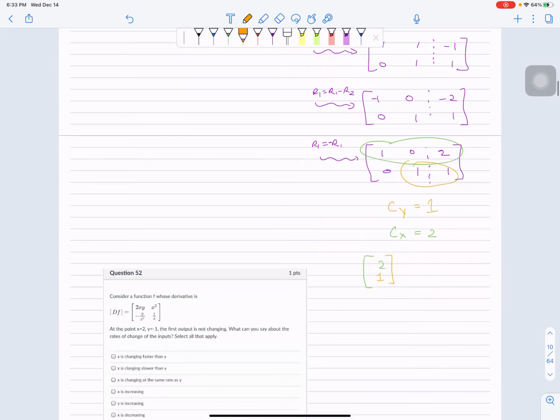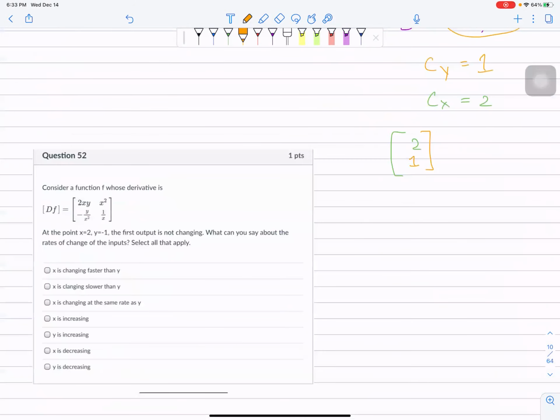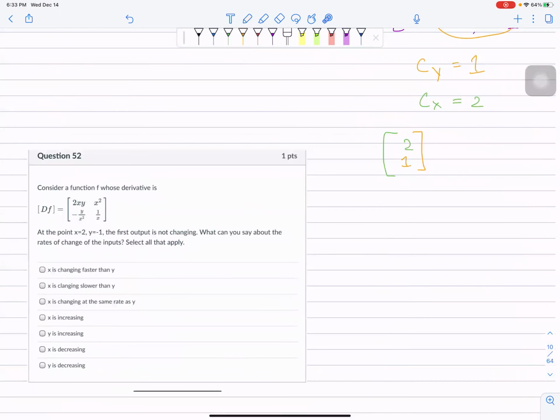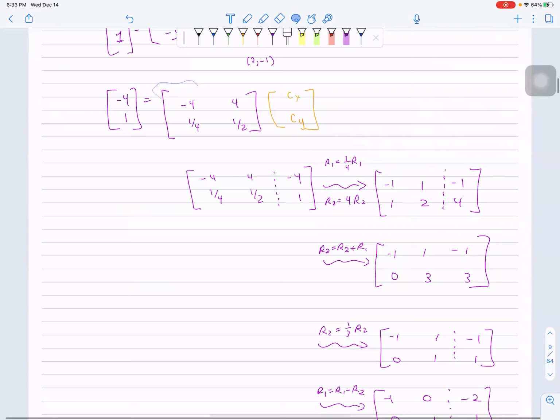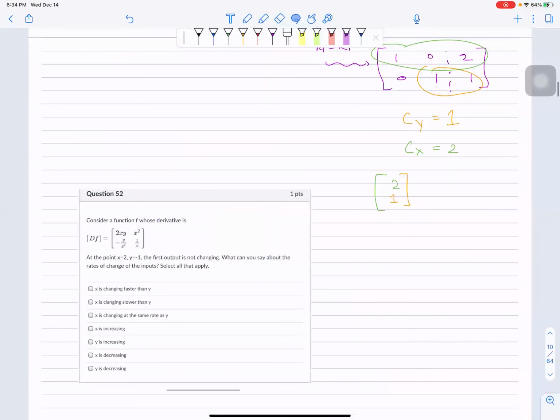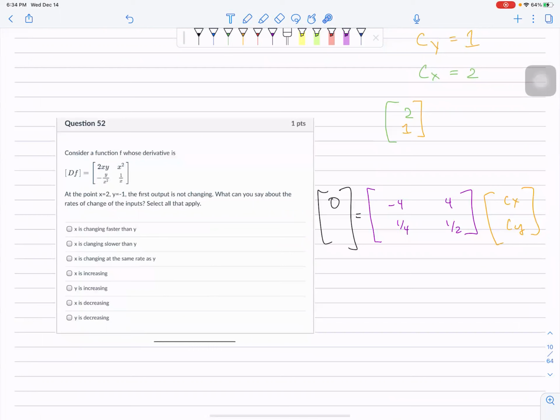Okay, so let's see. Using the same derivative matrix, here's another question. Say they said the first output is not changing. That means that, let's take my derivative matrix. It's the same matrix here. And they say my first output is not changing, meaning my first output should be 0 because there's no change. And I'm multiplying it by CX, CY. What can I say about the rates of change of inputs, just knowing this?